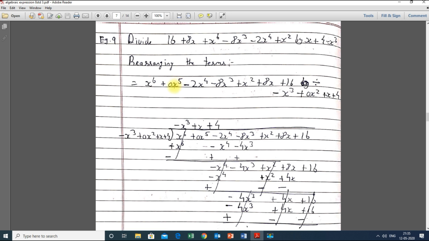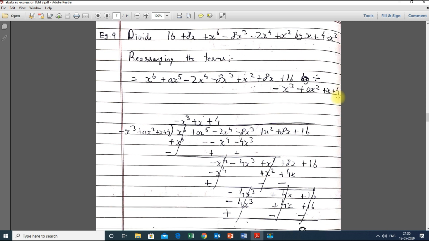So if I'm writing, if I'm not writing, does not matter. Now, then comes 2x raised to 4 minus 8x cube plus x square plus 8x plus 16, divided by, here also, minus x cube as the bigger term, bigger power. Well, minus x cube I wrote first, plus 0x square plus x plus 4. Hope you understood this step of the sum. It's very easy. You have to just rearrange the terms.